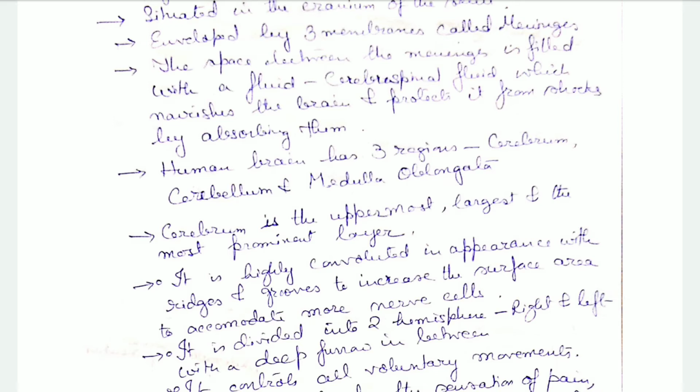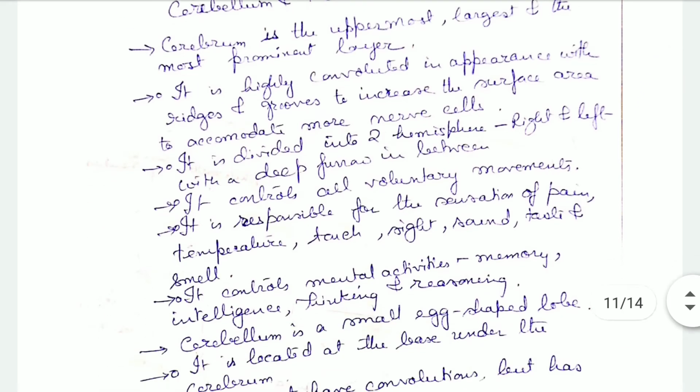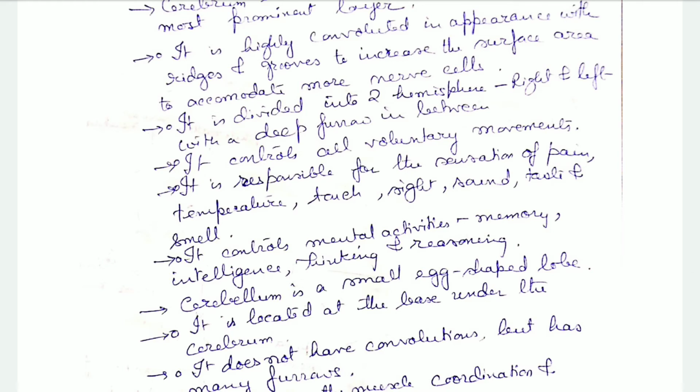The human brain has three regions: cerebrum, cerebellum, and medulla oblongata. Cerebrum is the uppermost, largest, and most prominent part. It is highly convoluted in appearance, with ridges and grooves to increase the surface area so that a large number of nerve cells can be accommodated inside the brain. The cerebrum is divided into two hemispheres, right and left, with a deep furrow in between.